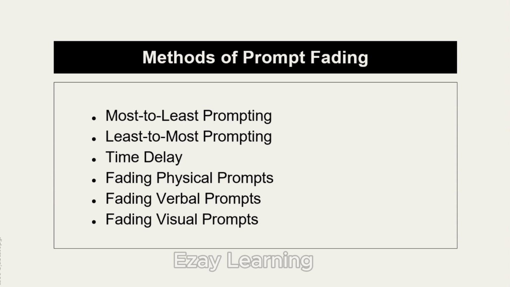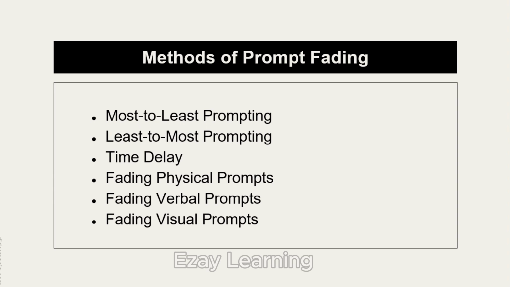In time delay, we gradually increase the amount of time between the natural cue and the prompt. Example, initially provide the prompt immediately after the instruction, then delay the prompt by a few seconds to encourage the learner to respond independently.